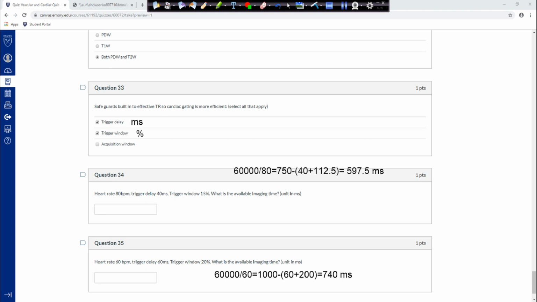If that doesn't work, what's the gating where we clip it to our finger? It's the pulse ox, which is peripheral gating, because we're looking for perfusion within those capillary beds. Or if all else fails, pseudo gating, where you get their heart rate and time it off their heart rate.